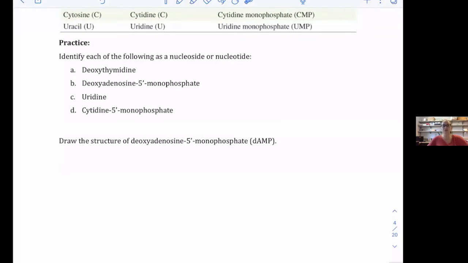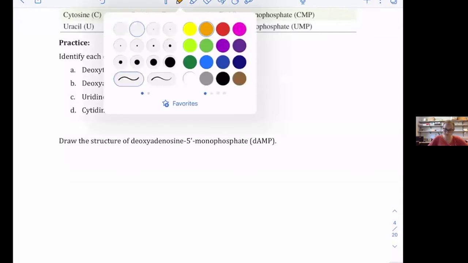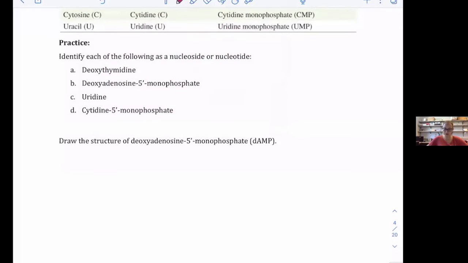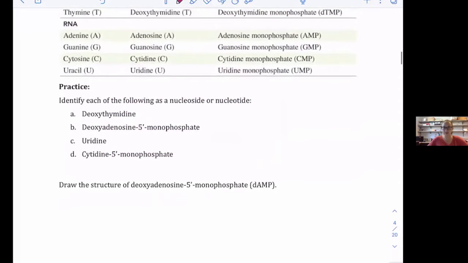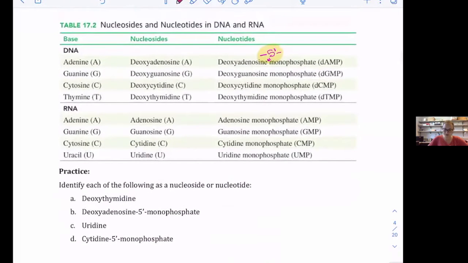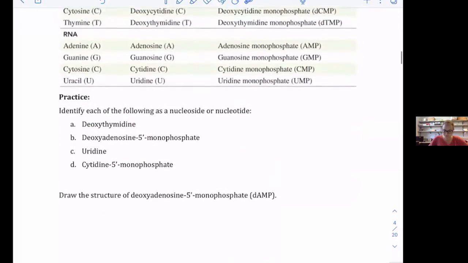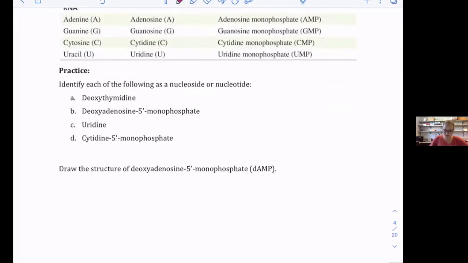Okay, so now we're going to do a little bit of practice on nucleosides and nucleotides. So this first question, you guys should go ahead and do these on your own, and I'm going to go through the answers. But the first question asks to identify each of the following as a nucleoside or a nucleotide. So the main difference between a nucleoside and a nucleotide is going to be whether it has a phosphate group or not. As you look above in this chart, the nucleosides don't have phosphates, nucleotides do have phosphates. So that's going to be our main distinguisher.